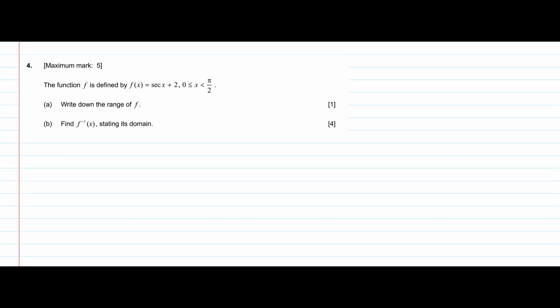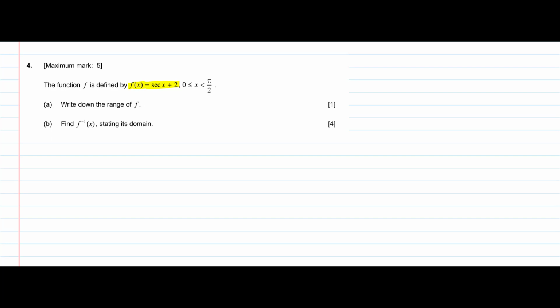Okay, for question 4, part A, we're given this function f, which is defined by secant x plus 2, on this domain of x, where x is greater than or equal to 0, so it includes 0 but less than pi over 2, so we're not including pi over 2, and we want to write down the range of f.